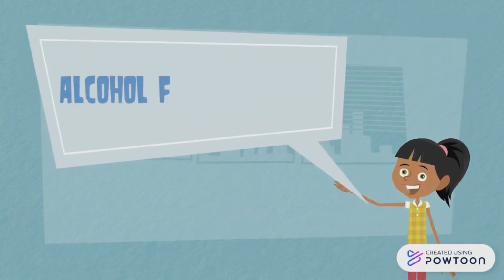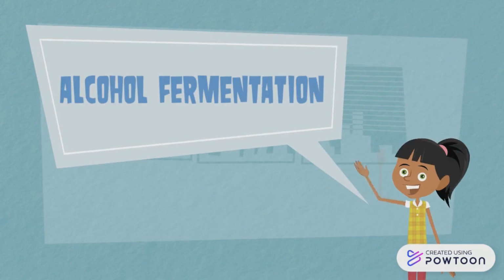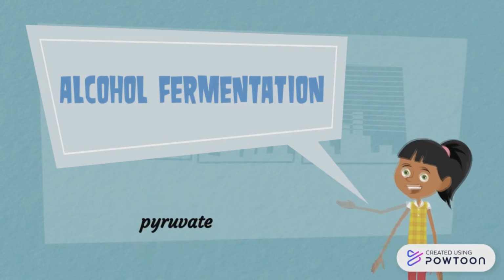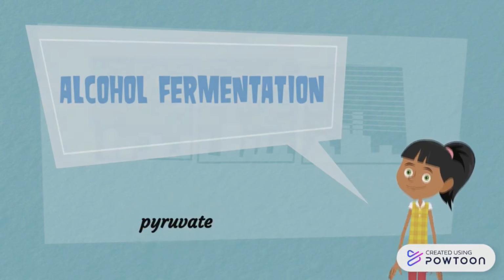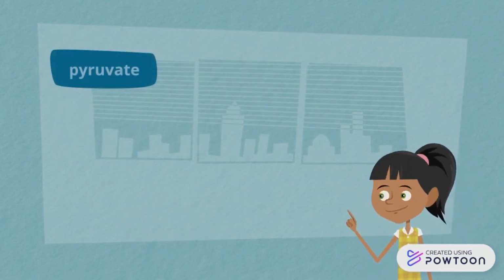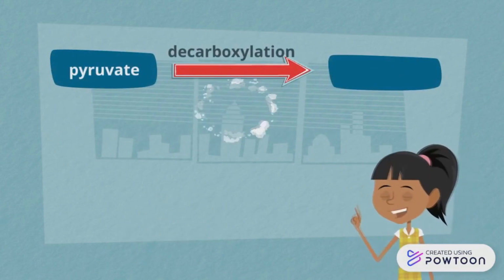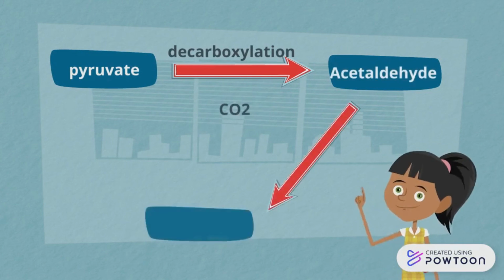Okay, before I start into alcohol fermentation, remember that in these two fermentation process, it will begin with the pyruvate, which is the end product of the glycolysis process. Okay, for alcohol fermentation, the pyruvate will undergo decarboxylation and release carbon dioxide to form acetaldehyde.